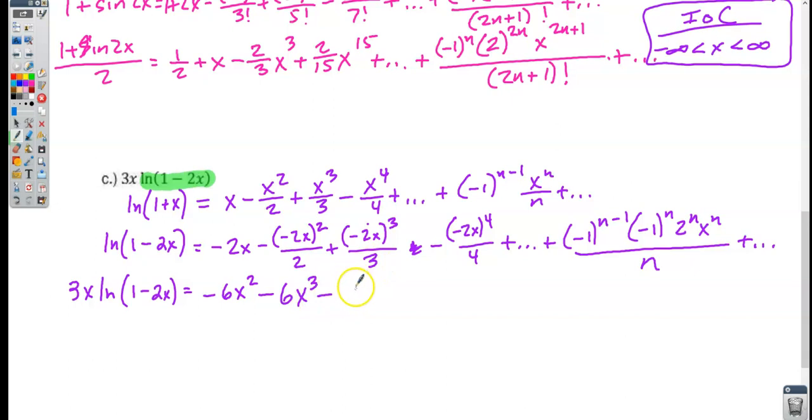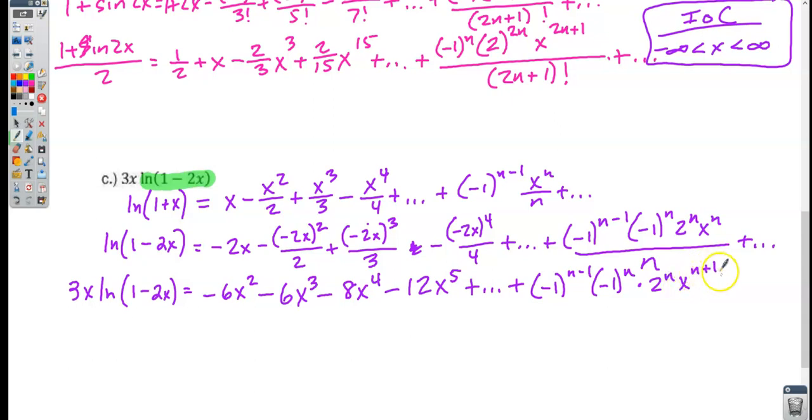So that's just going to be negative 8x to the 4th. And when we expand this out, we've got minus 16x to the 4th over 4 times 3x. So that's going to turn into minus 12x to the 5th. So on and so forth. And then we're going to multiply this term by 3x. So it turns into negative 1 to the n minus 1 times negative 1 to the n times 2 to the n x to the n plus 1 times 3 all over n for our general term.